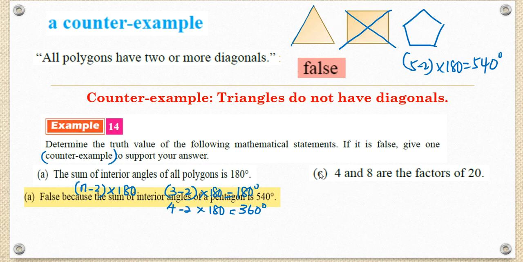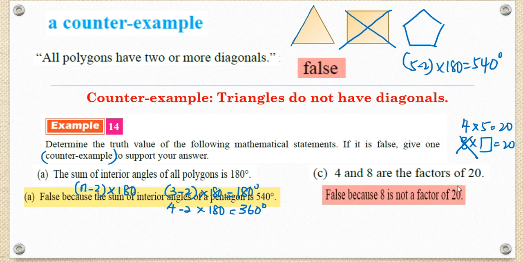Okay, next one. 4 and 8 are the factors of 20. Factors means the two values multiplied together you get 20. Yeah, correct. 4 times 5 you get 20, right? 8 times what? You get 20. Cannot, isn't it? So 8 is not a factor. So this is a false statement because 8 is not a factor of 20. This is your counter example here.